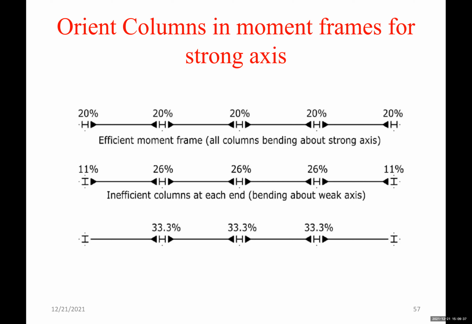In the middle figure, the 3 inside columns are oriented in the strong direction, so they are taking 26% each. The edge columns are oriented in the weak direction. They are taking 11% each, right? Because it's the weak axis. So instead of having a moment connection to the web, which is complicated, we can eliminate these moment connections at the edges and just have the moment frame in 2 bays, as you can see, and each column will take 33.3%.